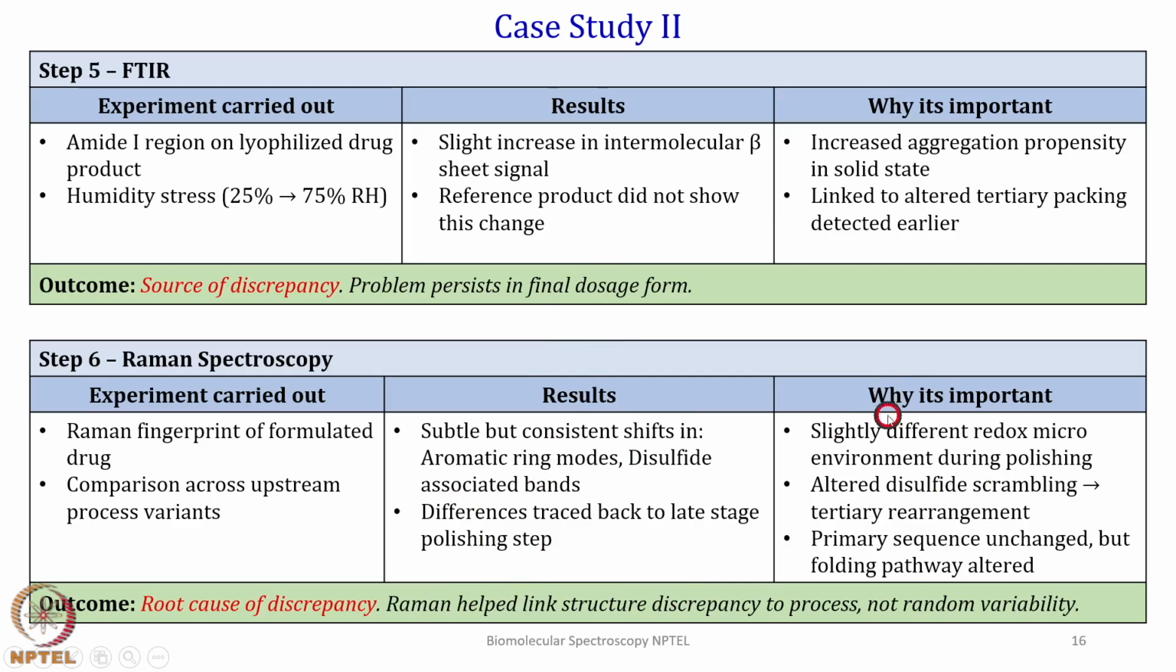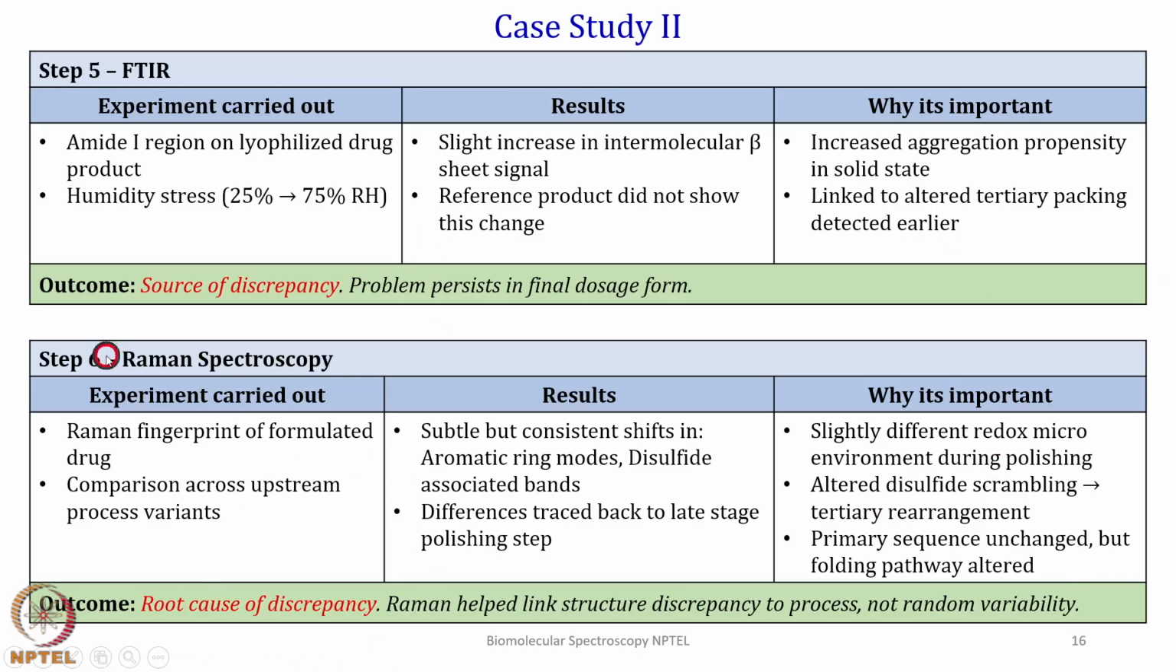So it is important that a slight difference in redox microenvironment during polishing is changing this structure. Can we go back and correct it? Altered disulfide scrambling is happening, the primary sequence is unchanged, but the folding pathway seems to be different, and that difference may be coming during the purification stage. So now it is the job of a scientist to go and fix it.